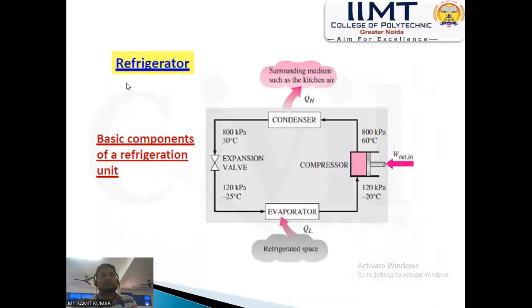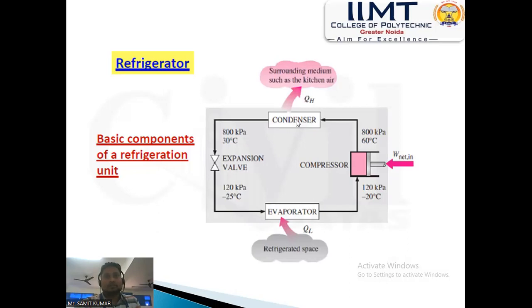Now here we can discuss the refrigerator. The refrigerator works in a cycle to convert one phase to another phase. In the refrigerator there are four components: the evaporator, the compressor, the condenser, and the expansion valve. First of all, we give the input to the compressor. Here the refrigerant is in vapor form, and it is compressed. It will go to the condenser at high pressure and high temperature.